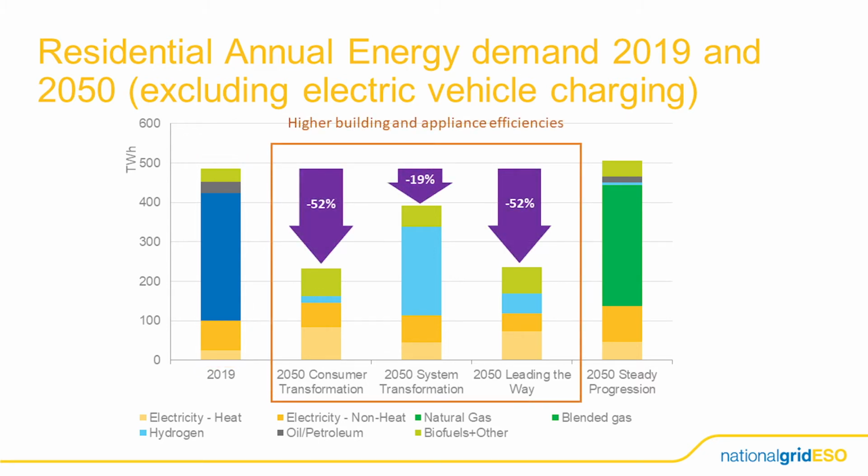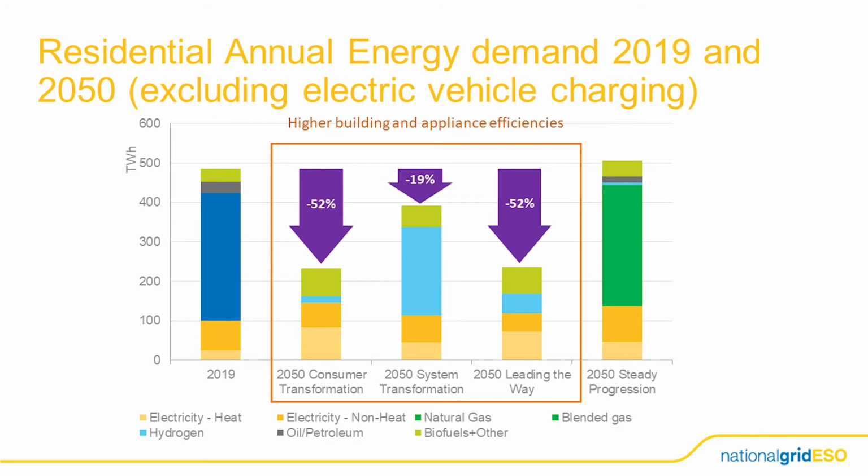Overall, the annual residential energy consumption in consumer transformation, system transformation, and the leading the way scenarios are much lower than today. This is due to higher levels of energy efficiency from improved building fabric insulation or switch to more efficient appliances such as heat pumps for heat or LEDs for lighting. The reductions are also driven by individual choices about energy use, such as the use of lower indoor temperature settings or taking care to switch off devices when not in use.